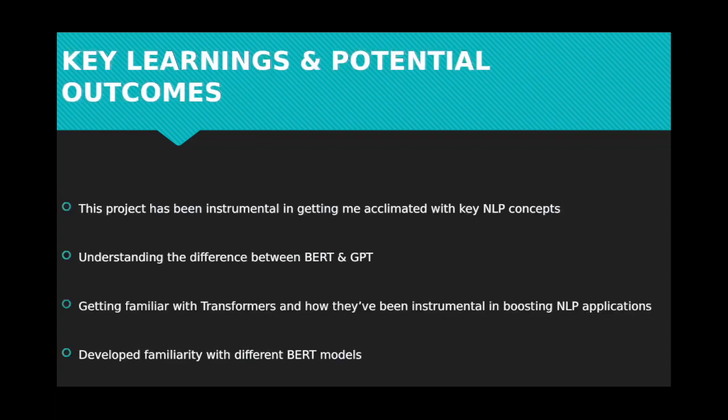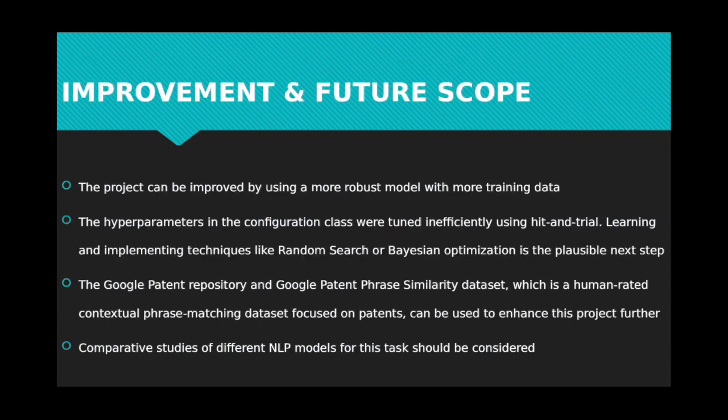project. Now, the key learnings for me were obviously getting acclimated with the NLP concepts, understanding the difference between BERT and GPT, and getting familiarized with transformers. As for improvement, the project can obviously use a lot more training data, and a lot of the hyperparameters which I tuned were tuned manually on a hit and trial basis. If I get to learn something like random search or Bayesian optimization, this can work in a much better way. Also, comparative studies of different NLP models for this task should be considered, which I tried, but for the reasons I mentioned, couldn't.